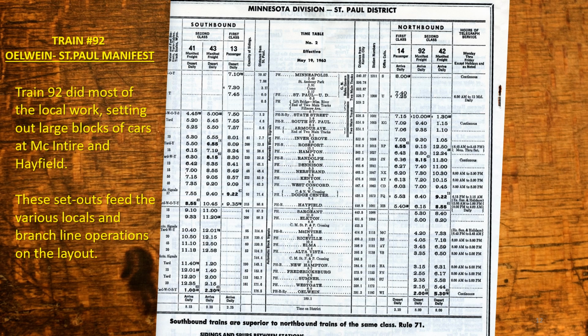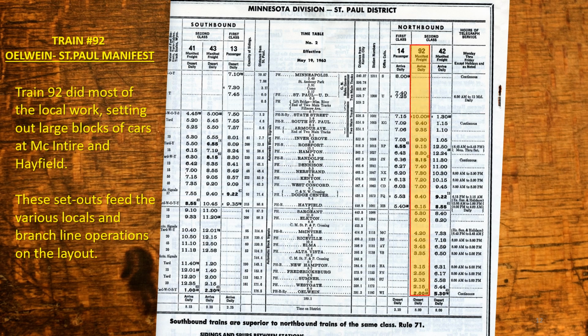Here's a timetable sheet, a scan out of a timetable from the area that I model. And the first train that we'll talk about is this train 92, and this is the first train in an operating session that runs. This train runs from Owatonna up to St. Paul, with stops at McIntyre and Hayfield on the layout. 92 did most of the local work, setting out large blocks of cars at McIntyre and Hayfield. These setouts feed the various locals and branch line operations on the layout.